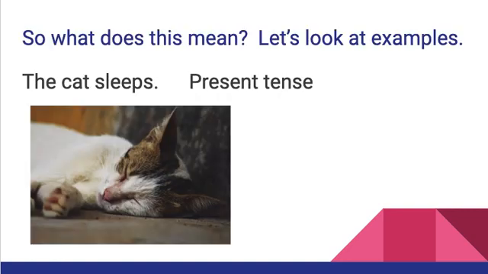So what does this mean for us? Let's look at some examples to help you out. In this picture, you can see the cat sleeps. And that means it's in the present. The cat is sleeping right now. And because it's in the present, we are going to use the verb sleeps right here because it's happening right now. The cat sleeps.